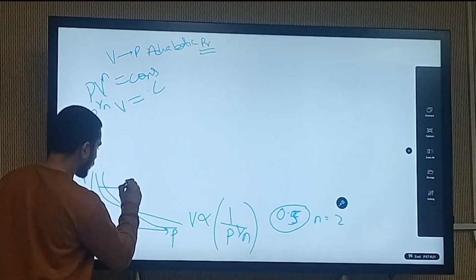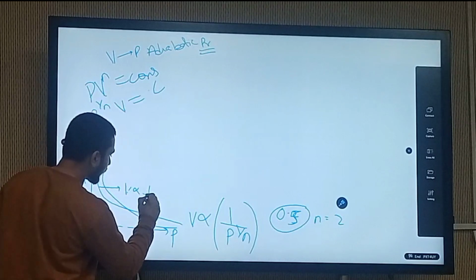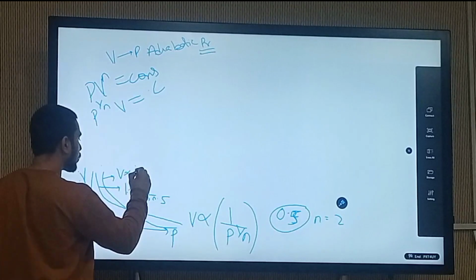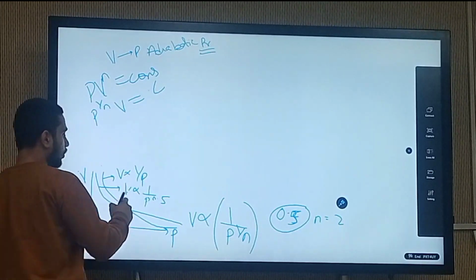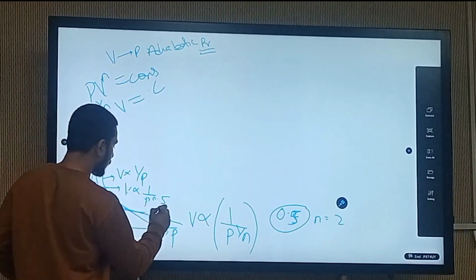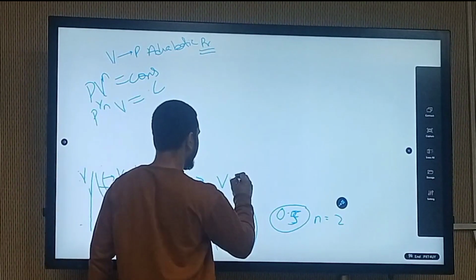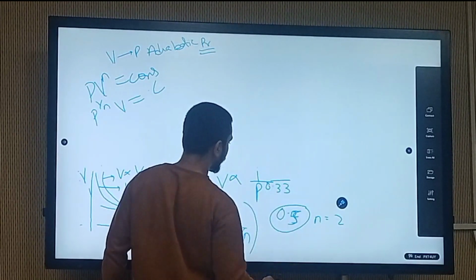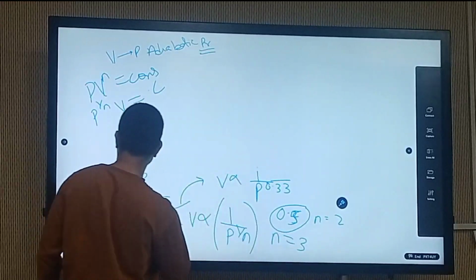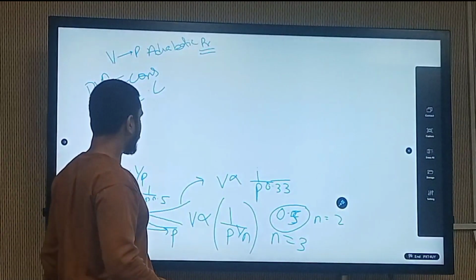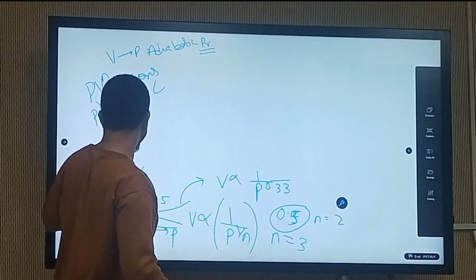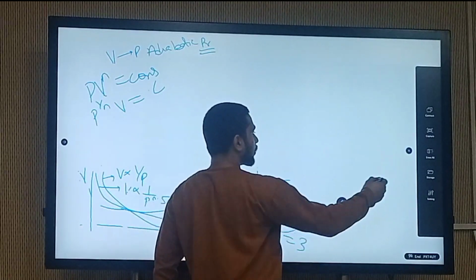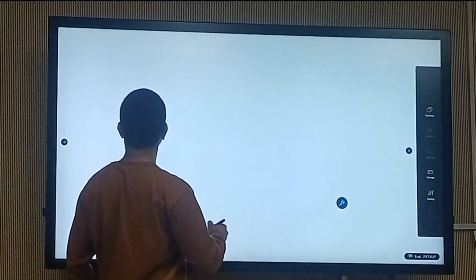Okay, so the 1 by x square graph will come here. Okay, so V is directly proportional to 1 by P to the power of 0.5. Okay, so this is for V directly proportional to 1 by P. Okay, and this third graph will be for V directly proportional to 1 upon P to the power of 0.33. Okay, when n is equal to 3. So like this the graphs will be there, which is opposite to the graphs of P versus V. So the opposite trend will be there for this.